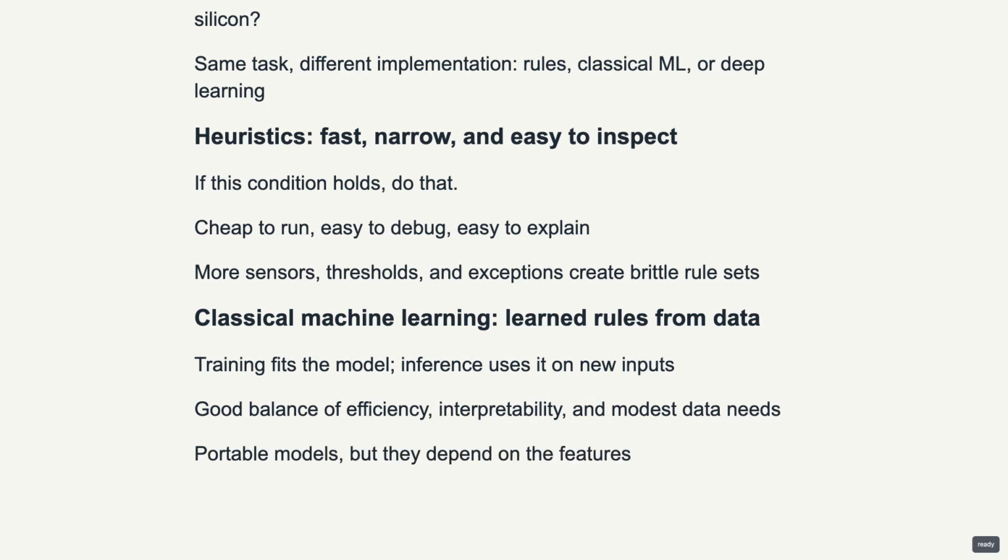These models often move across hardware more easily than heavier neural networks, which is a real advantage on diverse devices. The trade-off is that they rely on the quality of the input features, so they struggle more when the raw signal is noisy or poorly shaped.